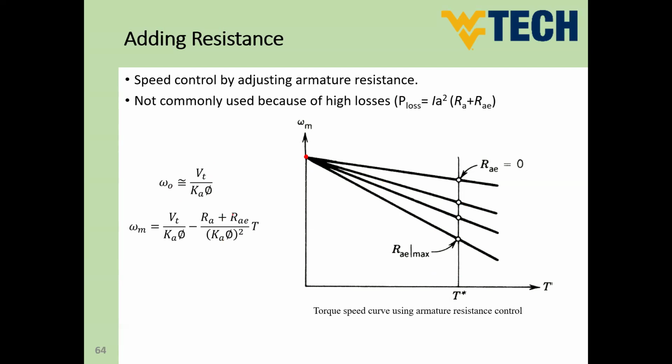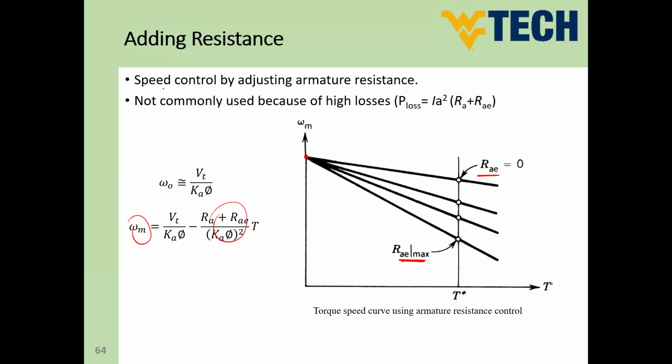So if you add more resistance here, this term is going to increase, which means the speed will decrease. Here you have the highest rheostat. Here you have rheostat equals 0, and rheostat is the added resistance to your armature circuit. So this is the relation between adding resistance and motor speed.